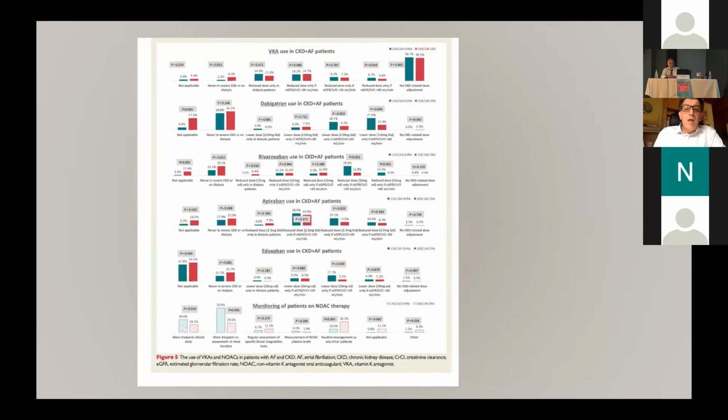And we have one very important piece of information about the VK and the new drugs. The cardiologists are more willing to use the new drugs. The nephrologists are not so keen on that, and this means that we have to discuss that and to increase our experience and to use them when they are needed.